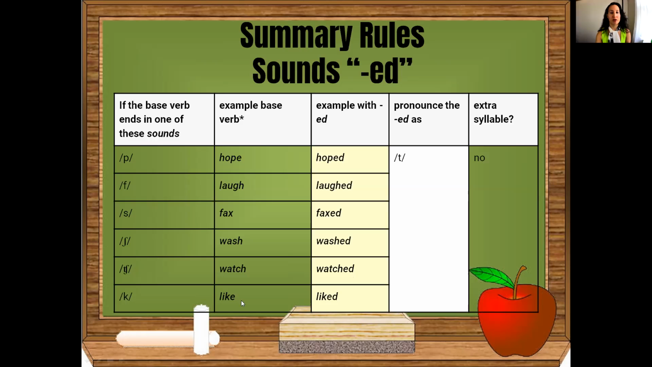What about this one? Like, yeah, the T. Now I hear a lot of people say "liked" with an extra syllable. It's not correct. So if you add the T sound, it's liked. Spelled this way, but it has a T sound at the end. Okay? So there's no extra syllable. It's just 1 syllable. Hoped, laughed, faxed, washed, watched, liked.